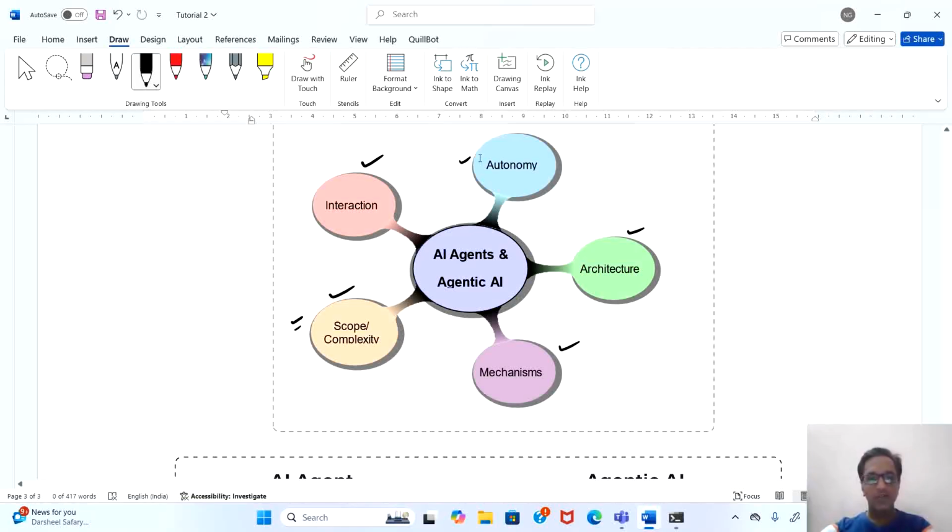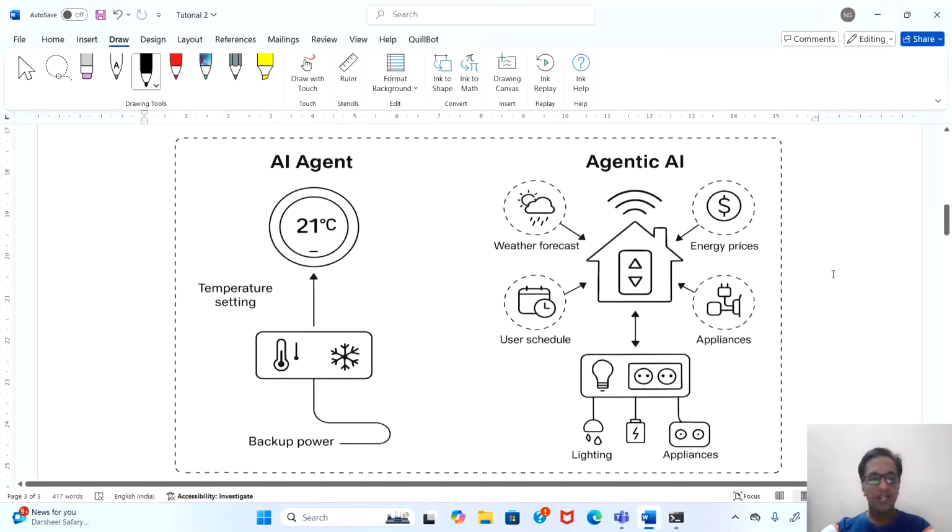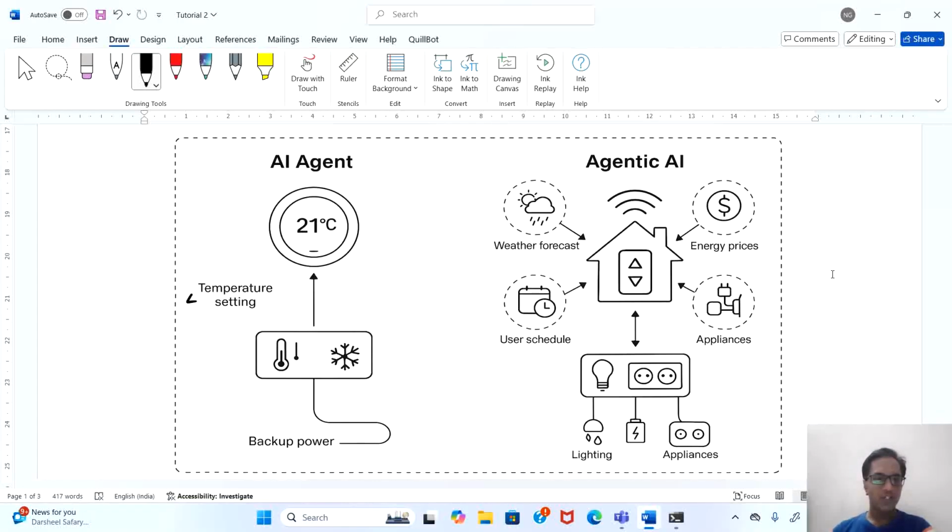Okay. So here you can see one of the examples. This is an AI agent on the left hand side and a temperature has been set. So this agent will be sensing the temperature. The entire system is like this. For example, if the temperature is low, you need to turn on the heater, and if the temperature is high, you need to turn off the heater. So the AI agent will be continuously sensing the temperature, and accordingly, it will take a decision.